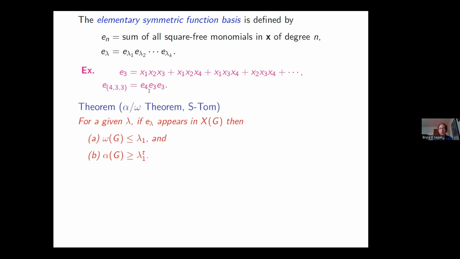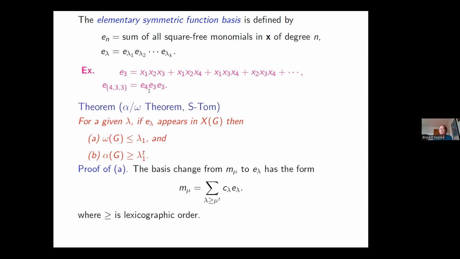So here's one of our theorems. We've been using this enough that we've given it a name. We're calling it the alpha omega theorem. Suppose now we fix our view on a given lambda, and we want to know whether E lambda appears with non-zero coefficient in X of g. Then everything kind of gets turned on its head. Omega of g now is bounded above by lambda 1 rather than below by lambda 1 transpose, and vice versa for alpha of g. And again, this is really easy to prove, so let me prove it for you.